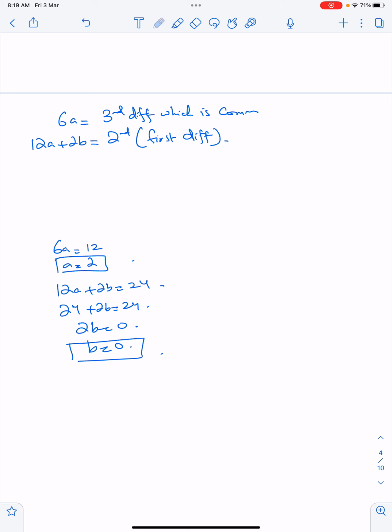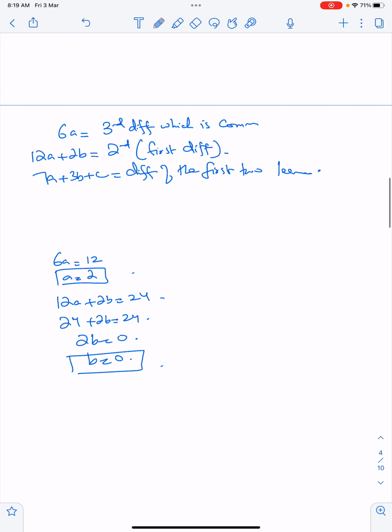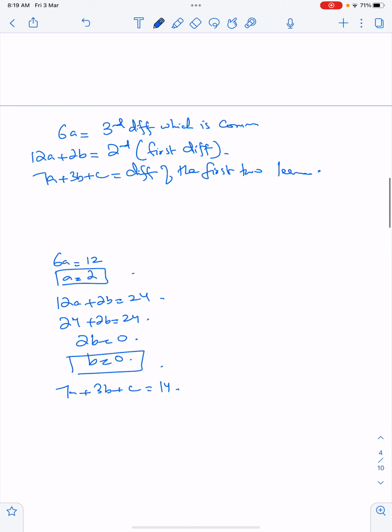The third thing which we have to write here is 7a plus 3b plus c equals the difference of the first two terms. If you notice, the difference of the first two terms is 14. Firstly, we took this number for the first step. For the second step, we took this one. Third step, we're taking 14. So 7 times 2 plus 3 times 0 plus c equals 14. 14 plus c equals 14, so c equals 0.